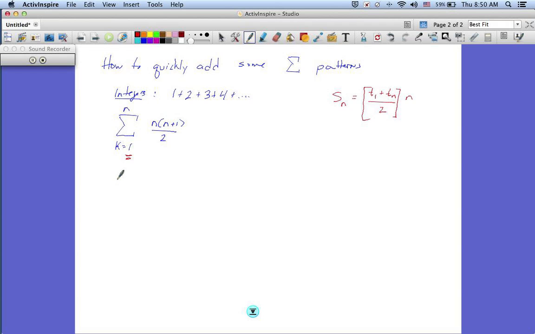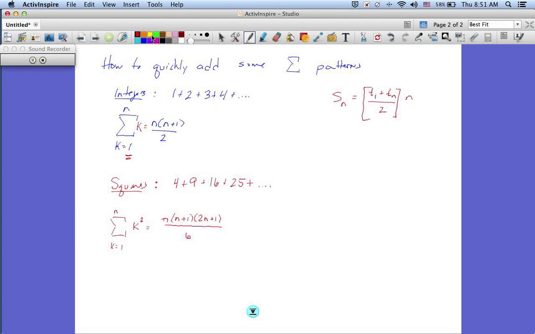Integers, we can add them up. We can add the squares up as well. That'd be numbers like 4 plus 9 plus 16 plus 25 plus dot dot dot. The formula for our squares, the sum of k squared with k going from 1 to n, equals n times n plus 1 times 2n plus 1, all over 6.